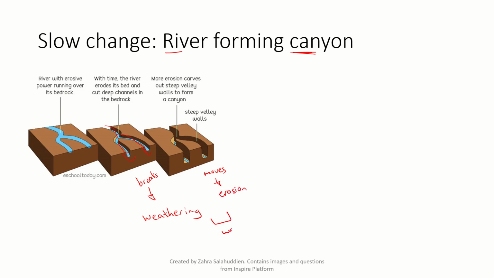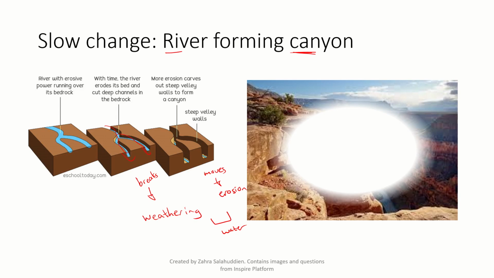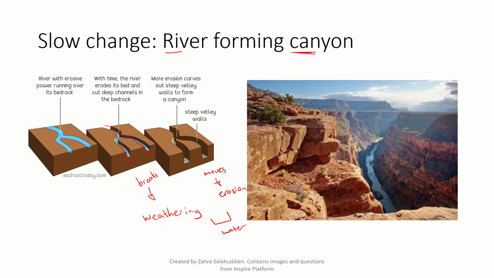And eventually it keeps happening over hundreds of years, and it will form a canyon. So this was formed by water flowing over a long time. So the water eroded, or it broke the land and took it away over a long time.